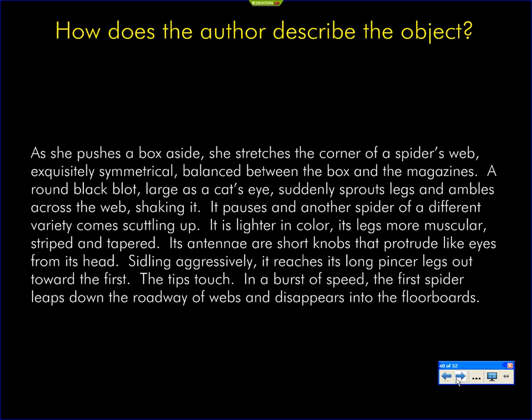Allie. A round, black blot. Round, black blot. Did you notice the alliteration, by the way? Black blot, suddenly sprouts, ambles across. What else? Alex. Okay, so she's saying it's large. That's right. So it's a small spider, but it seems large. Okay, that's interesting. What else is interesting about the description? Nothing else? Reba. Muscular. Have you ever thought of a spider's legs as muscular? That's weird. Striped, tapered. Okay.